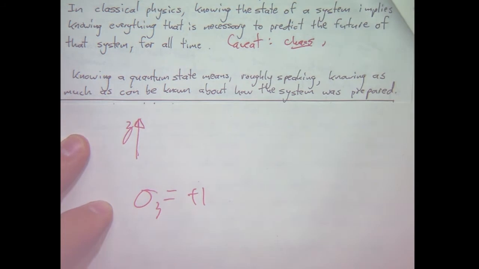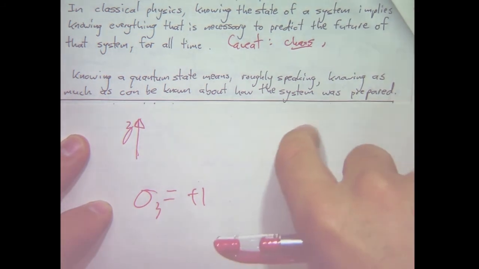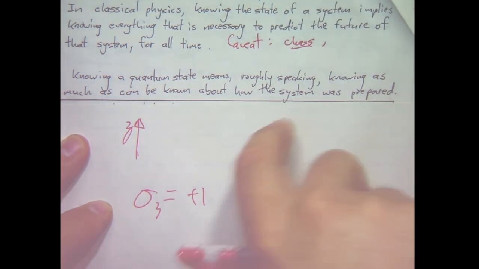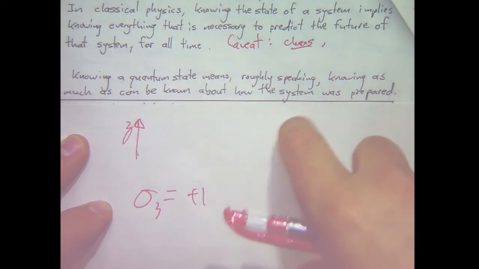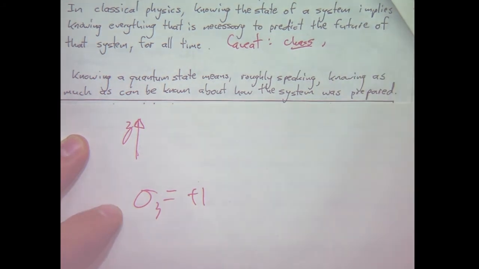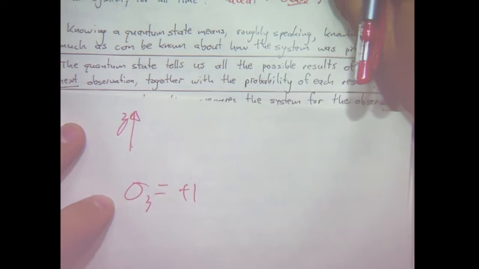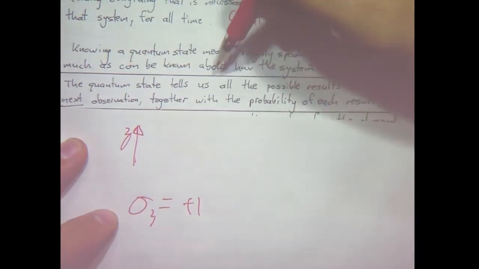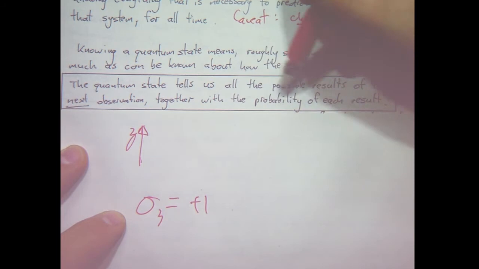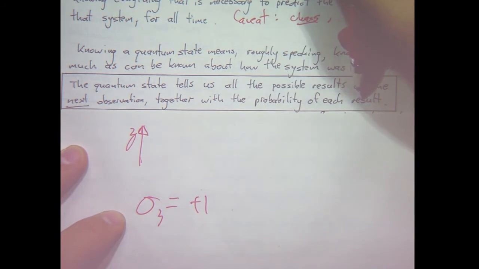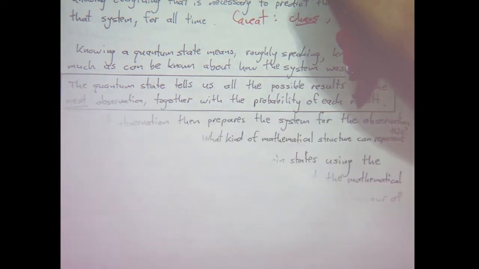Now, remember that if we rotate the apparatus, if we move the apparatus, even translate it, but we're not worried about translation now, if we rotate the apparatus, the particle changes state. Anyway, the quantum state tells us all the possible results of the next observation together with the probability of each result. That's what we'll formulate in a minute.